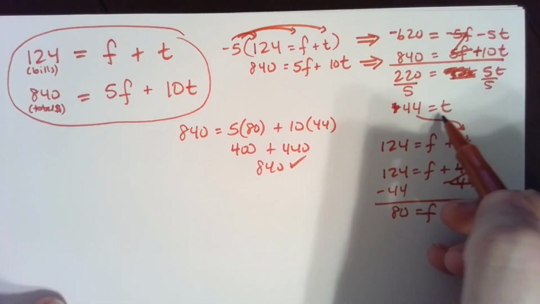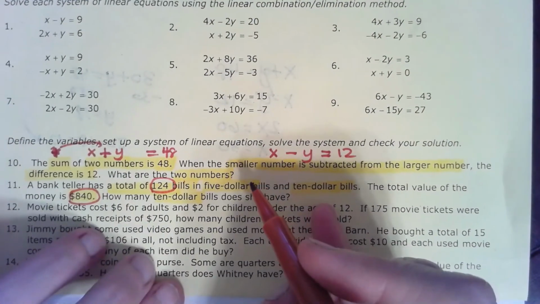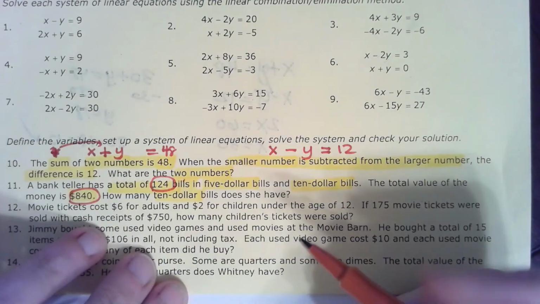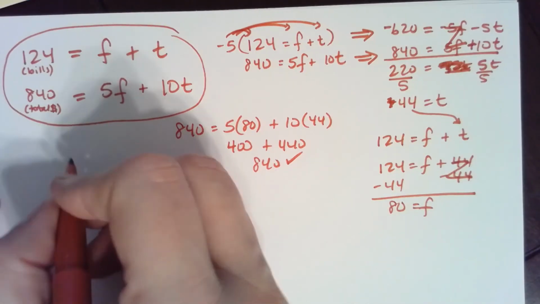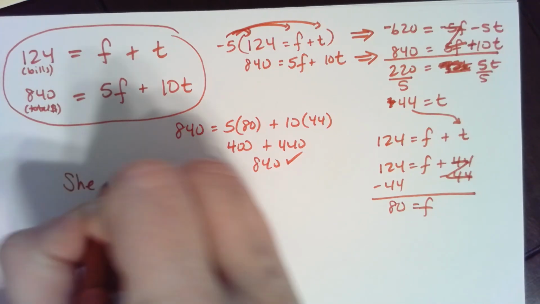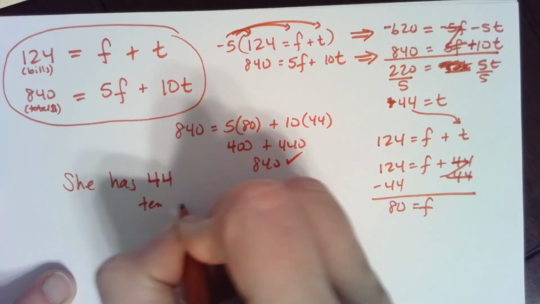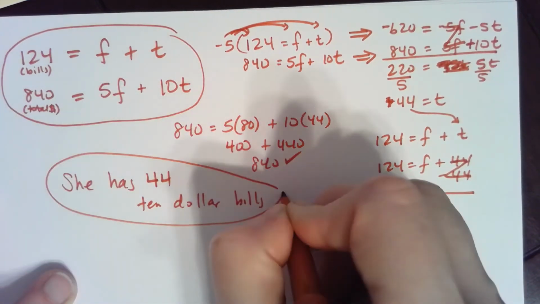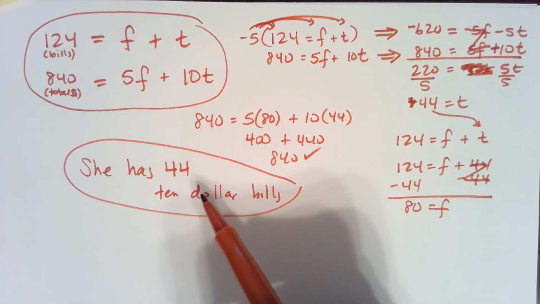And so I'm going to look at the question and answer what they're asking me. The last thing I do before I make my selection is I reread that question. I want to make sure I've got it right. How many $10 bills do I have? Well, she has 44 $10 bills. Okay, that's why, before we select, we have to reread the question. We want to make sure that we're answering the right question.